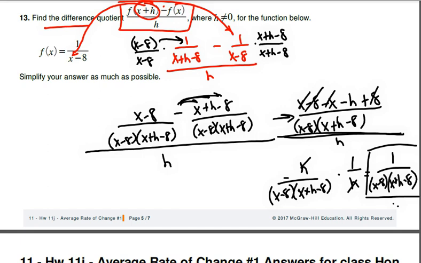So just as a reminder, we found the difference quotient of this rational function, of a quadratic trinomial, and of a linear function. We also found the average rate of change, looking at a table, looking at a graph, and looking at a formula. So thanks for watching, and good luck solving these problems on your own.